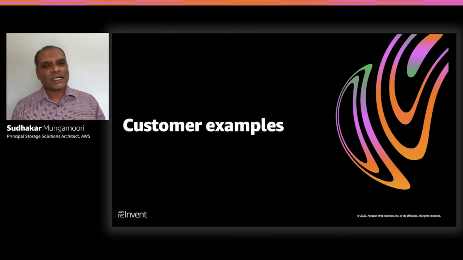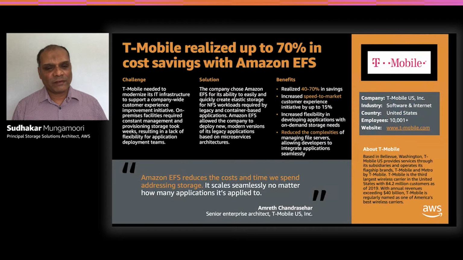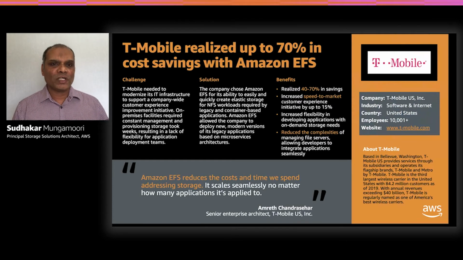So let's examine how some of our customers are using Amazon EFS, and I will give you two examples that relate to the theme of this session, which is reducing your total cost of ownership, or TCO. Thanks to T-Mobile for being a reference customer, and let's examine closely how T-Mobile has realized up to 70% in cost savings migrating on-premises to Amazon EFS.